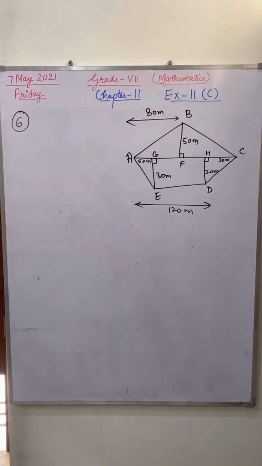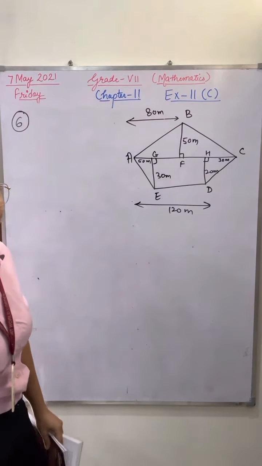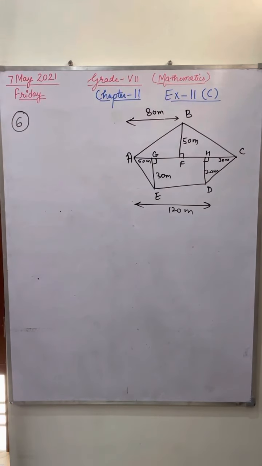Can you identify what kind of shapes we are having in this complete figure? Everyone, please tell me what kind of shapes we are having in this complete shape. How many triangles, how many rectangles? Is rectangle there or trapezium there? See once again.